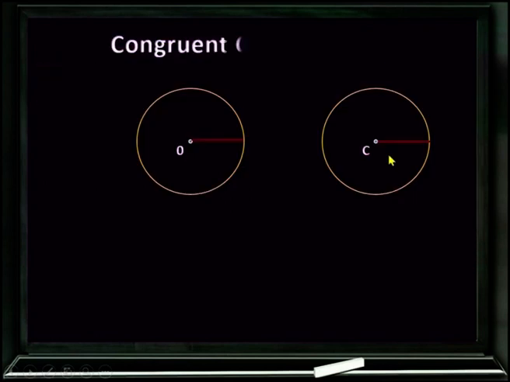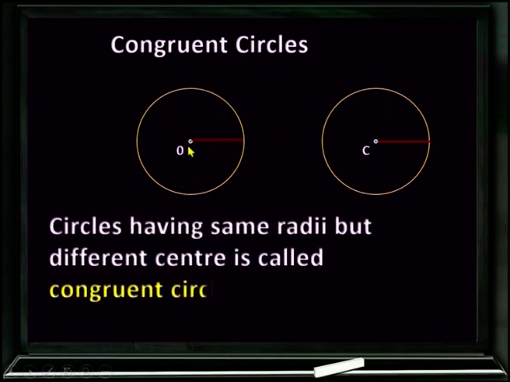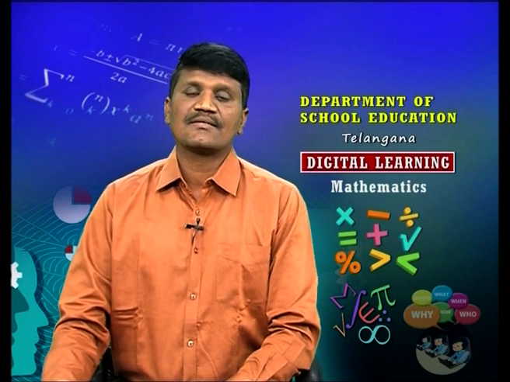Now, let us see congruent circles. What are the congruent circles? The congruent circles are these 2 circles we are having with a different center but the same radius. So, circles having the same radii but different centers are called congruent circles. And what happens if same center and same radius? The circles with the same center and the same radius are called coincident circles.